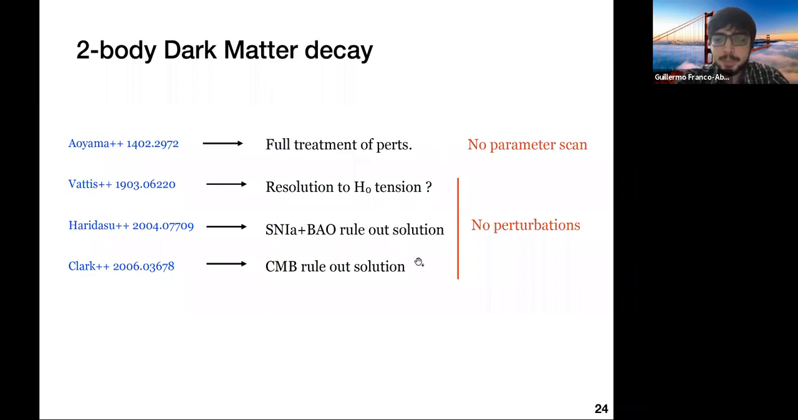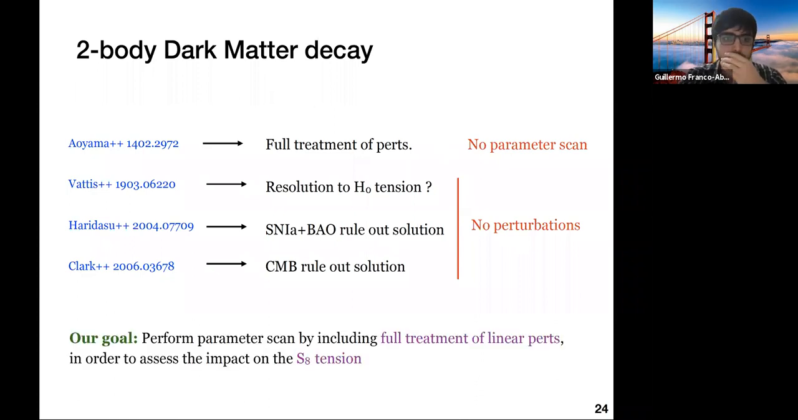However, all these last papers have been lacking an accurate treatment of perturbations. And in order to assess the impact on this other tension, the S8 tension, it is essential to treat the perturbations accurately. So this was the goal that we had for this project. We wanted to perform a full parameter scan, including a complete treatment of linear perturbations, in order to see the impact of this model on the S8 anomaly.